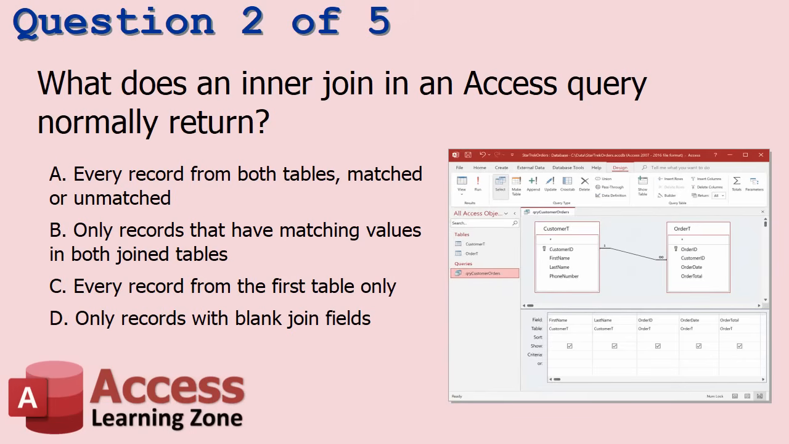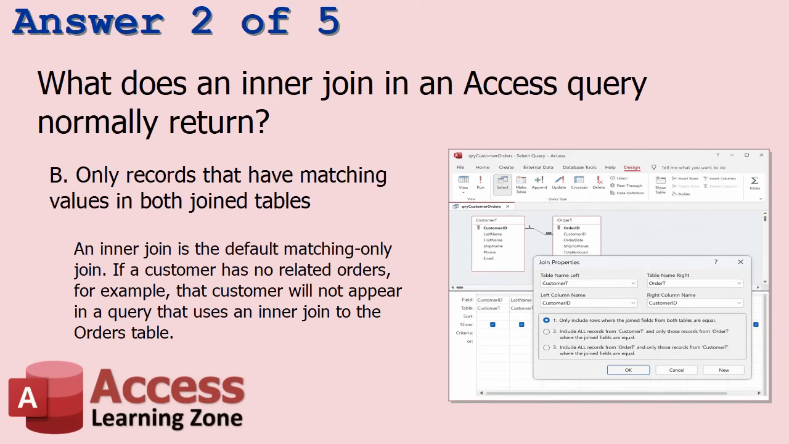That's a foreign key. Question 2. What does an inner join in an Access query normally return? Every record from both tables, matched or unmatched, only records that have matching values in both joined tables, every record from the first table only, or only records with blank join fields. That's going to be B, only records that have matching values in both joined tables.